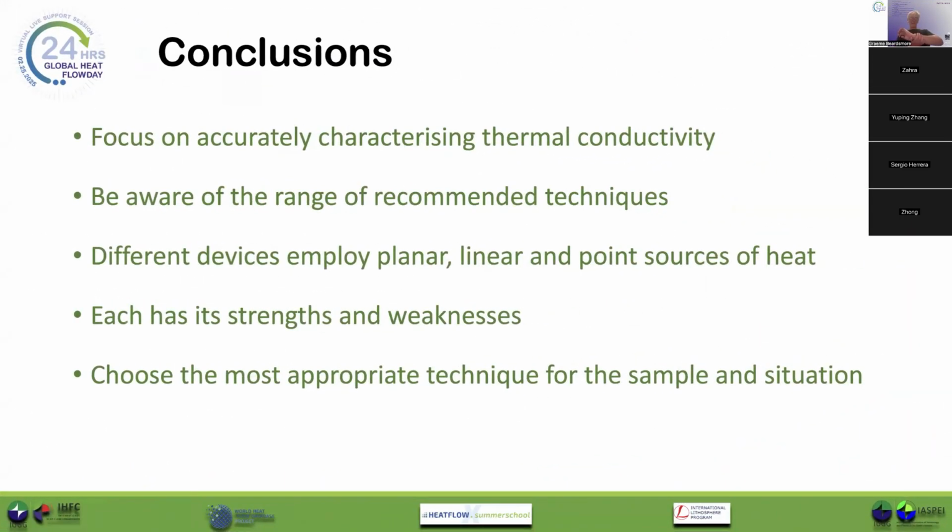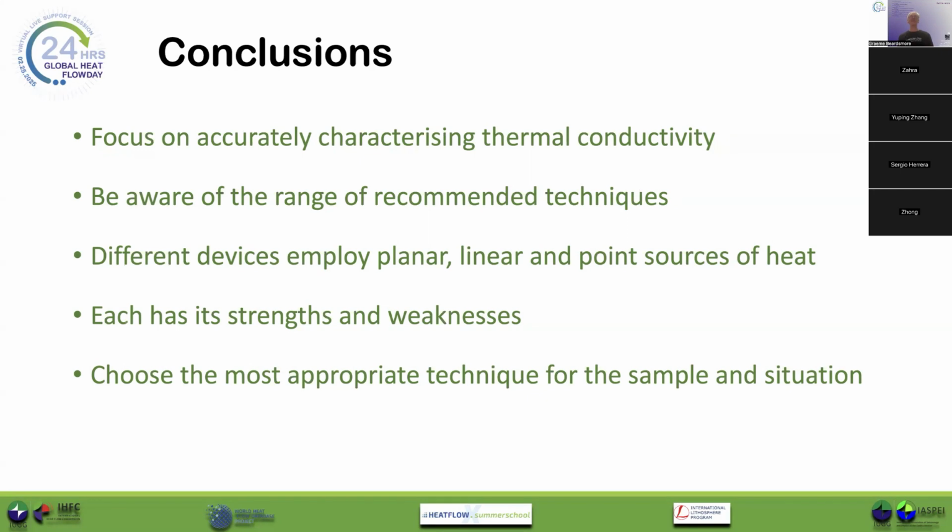So winding up now, an hour and a half. It's probably a record for talks I've given recently. So really there's a range of techniques out there for measuring thermal conductivity of rocks. So the 3 recommended techniques by the International Heat Flow Commission: the divided bar, which applies a planar source of heat, the line source, which applies heat along a single one-dimensional line, and the point source laser technique, which applies heat at a point.